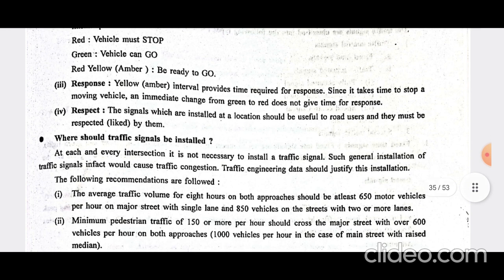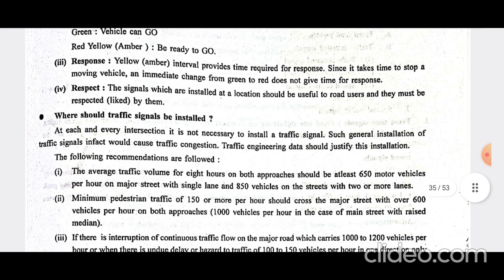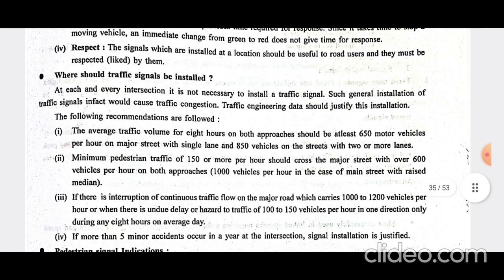Now the third one is response. The yellow or amber interval provides the time required to respond, since it takes time to stop a moving vehicle, and an immediate change from green to red does not give time for a response. And the last one is respect. Signals which are installed at a location should be useful to the road user, and they must be respected by them. So these are the basic requirements of the traffic signal.